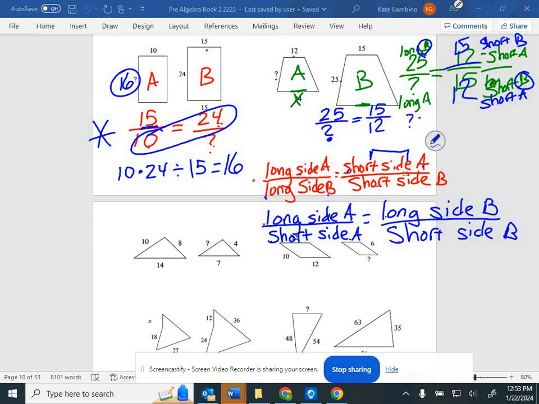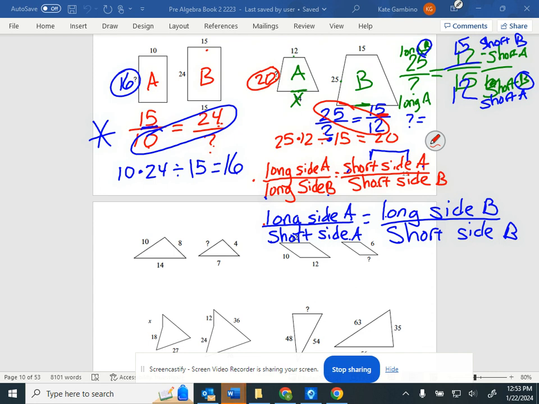So what is our question mark? Remembering, we multiply diagonally and divide by our last number that's by itself. So 25 times 12 divided by 15. What do I get, Grayson? 20. So our missing side is a 20.